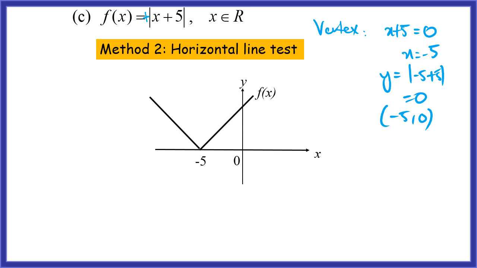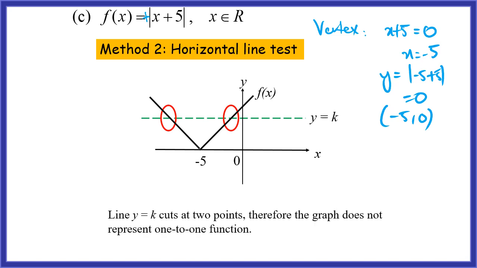Now, to check using the horizontal line test, we draw a horizontal line. We can see that it cuts through 2 points, right? If we move to the vertex, it cuts at 1 point. But if we move up, it will cut at 2 points. So the line y equals k cuts at 2 points. Therefore, the graph does not represent a one-to-one function.